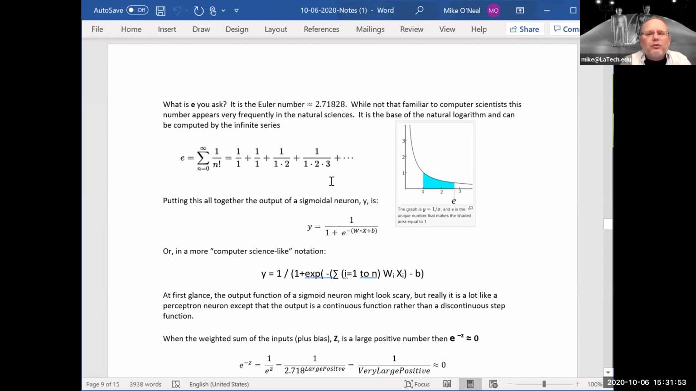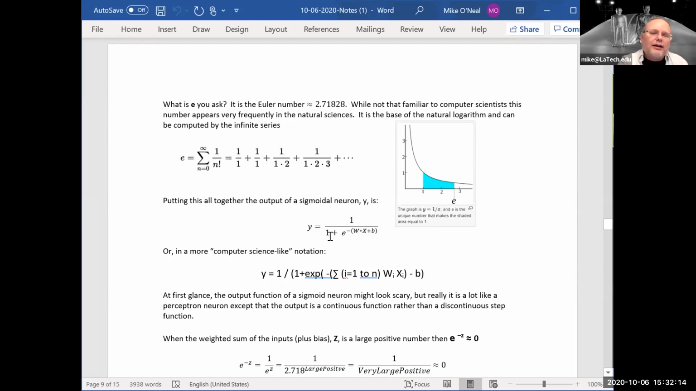So putting everything together, what we've just talked about, y is 1 over 1 plus e to the minus z. Well, what is z? Well, what is minus z? It's minus the w times x vectors plus b. So that's what it is.